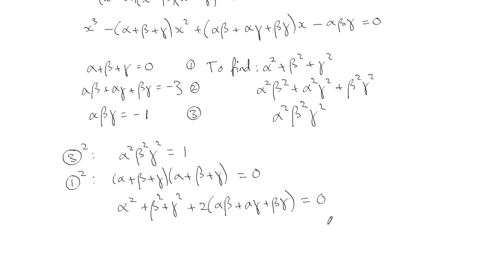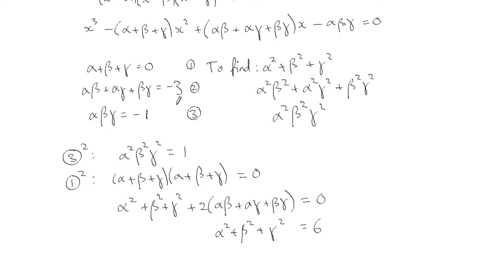Okay, well, how does that help us? We're trying to find this, and we already know that, because we've got it there, so that's great. So that bit's negative 3, and then you can shift that over to the right, so you get alpha squared plus beta squared plus gamma squared equals 6. And that gives us another one of the coefficients.